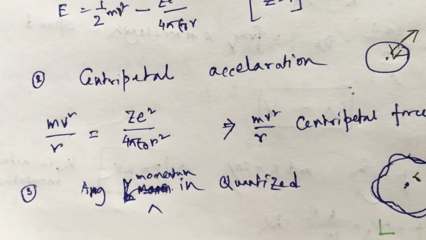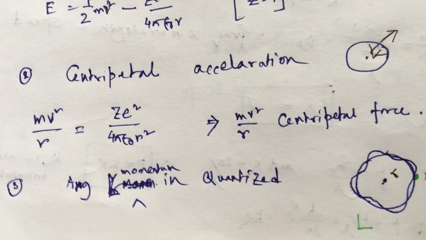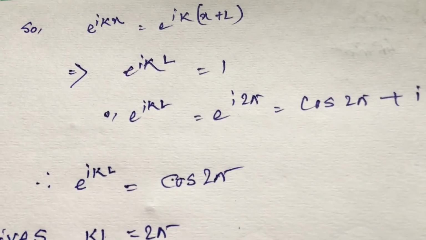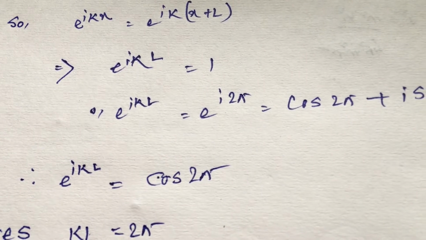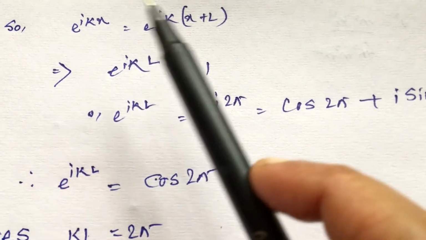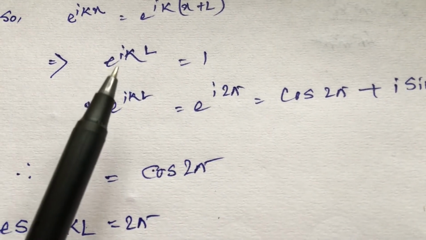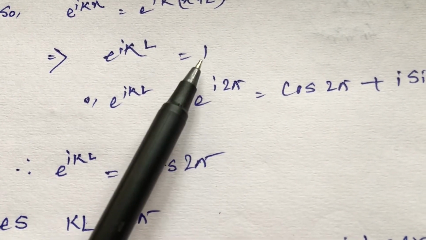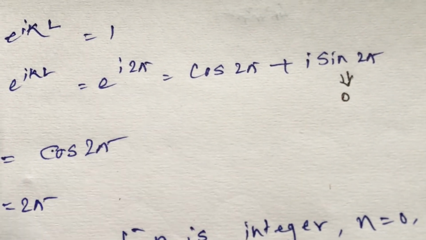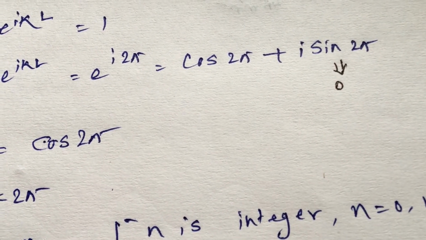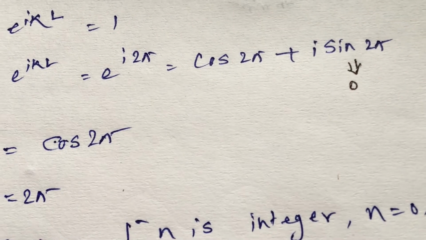This is actually what gives us the idea of quantization of angular momentum. So as the two waves are equal, e to the power ikx equal to e to the power ik(x plus L), ikx cancels out. What I get is e to the power ikL equal to 1, e to the power twice pi i equal to 1, because e to the power i theta is cos theta plus i sin theta, sin twice pi equal to 0, cos twice pi is equal to plus 1.